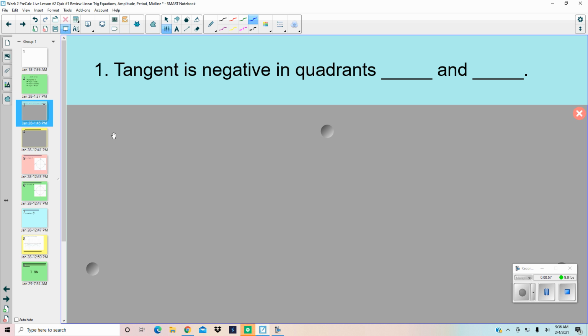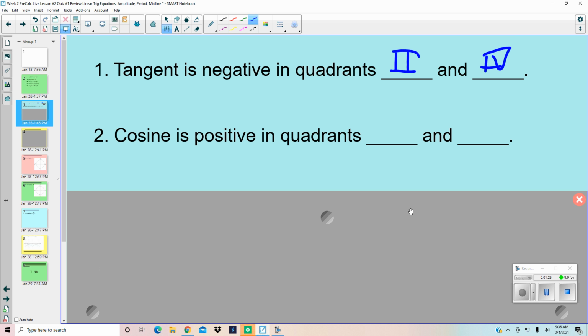knowing where sine, cosine, and tangent are positive and negative is crucial to solving trig equations. So the tangent is negative in quadrants where the sine and the cosine are opposite signs. So the tangent is going to be negative in quadrant 2 and quadrant 4, because that's where sine and cosine are opposite.